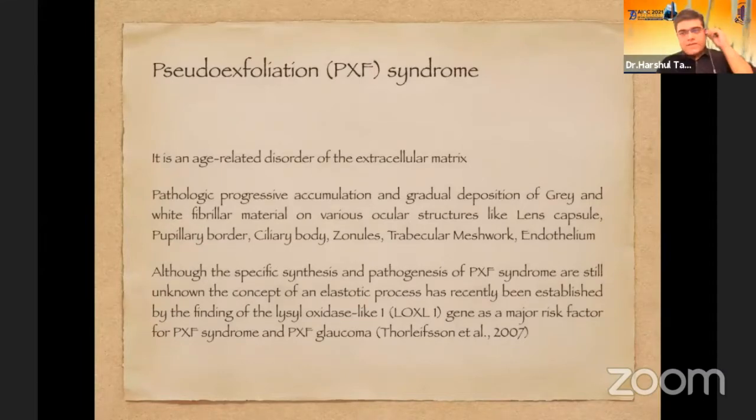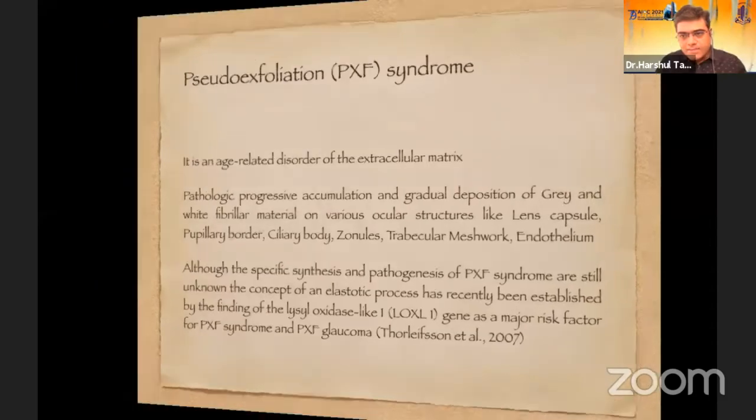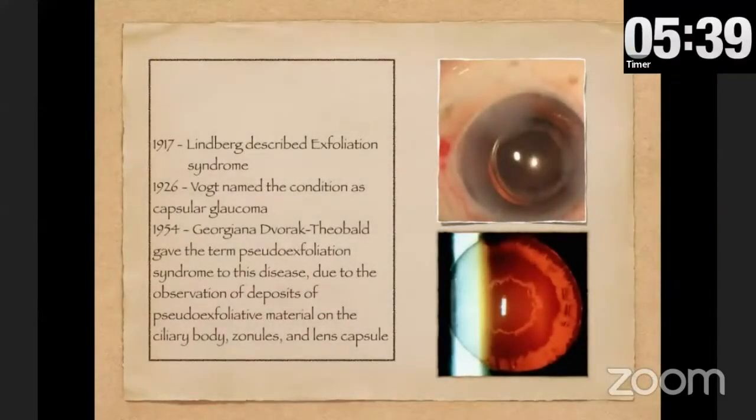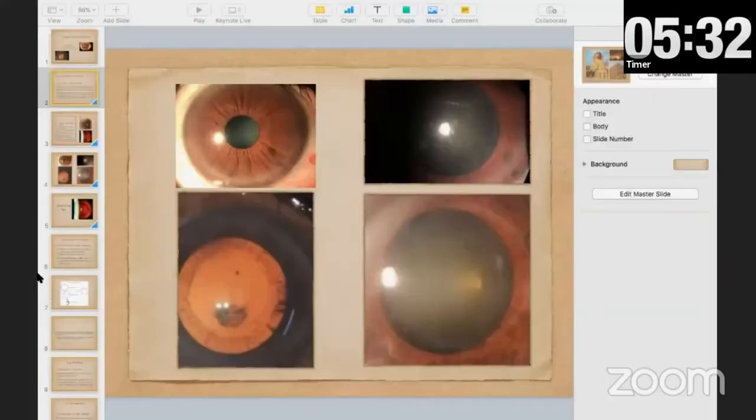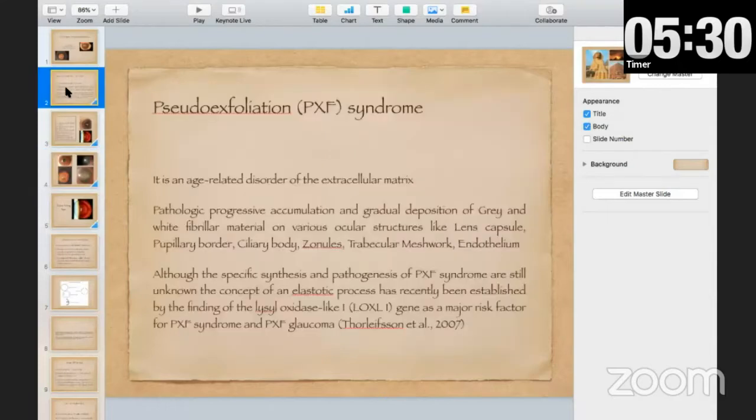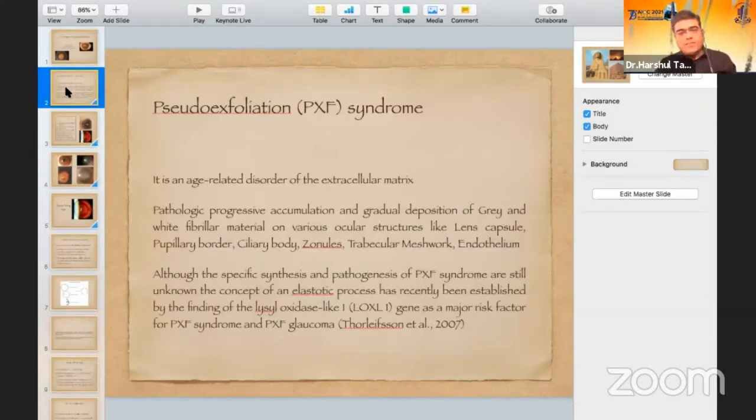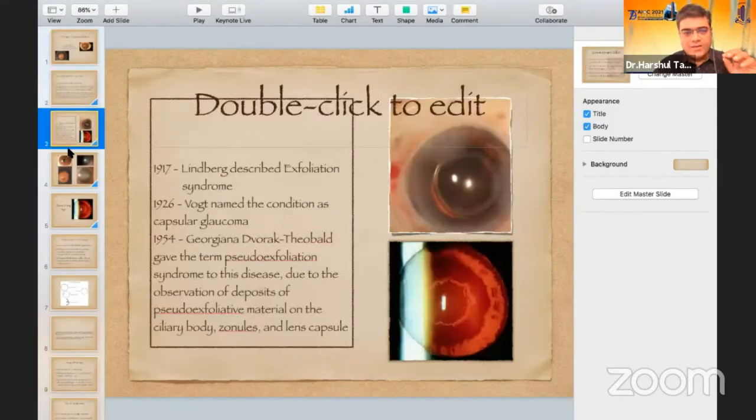So we all know that pseudoexfoliation syndrome is an age-related disorder of the extracellular matrix. And there is pathologic progressive accumulation and gradual deposition of gray and white fibrillar material on various ocular structures like lens capsule, pupillary border, ciliary body, zonules, trabecular meshwork, and endothelium.